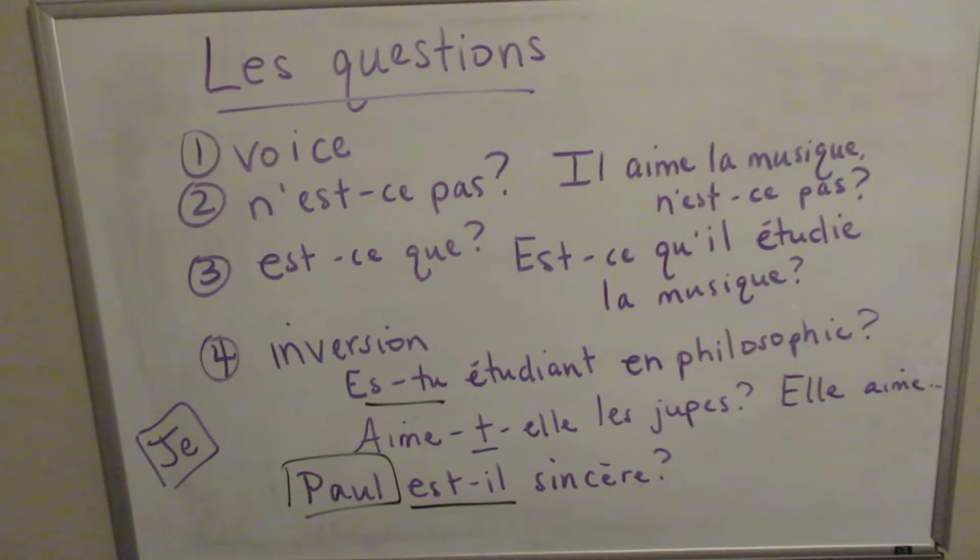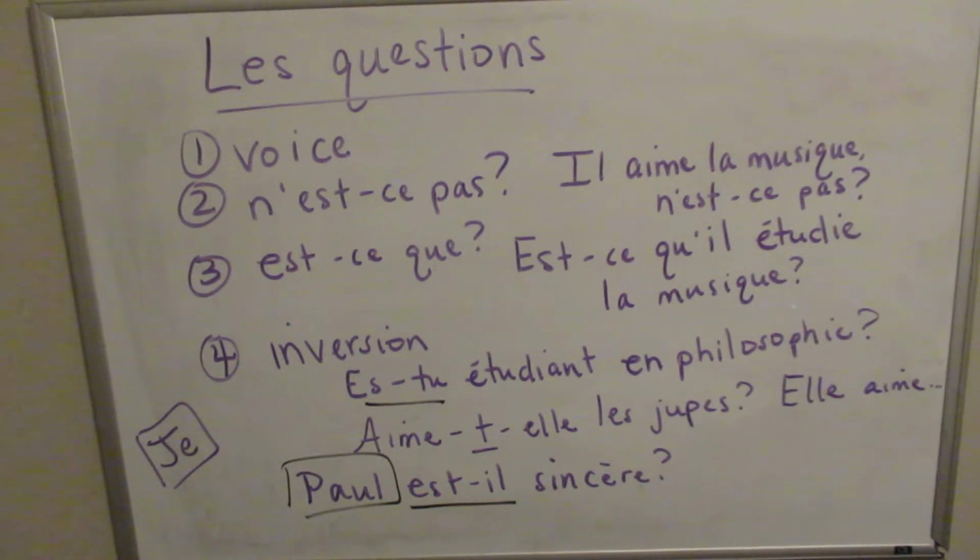So for example, we have, il aime la musique, n'est-ce pas? So I'm just going to say my sentence, il aime la musique, and then I'm going to add that, n'est-ce pas? And again, my voice is going up at the end. And again, if I just wanted to use my voice, I could say, il aime la musique. So my voice is going up. Or I could say, il aime la musique, n'est-ce pas? Either one would tell my listener that I'm asking them a question.